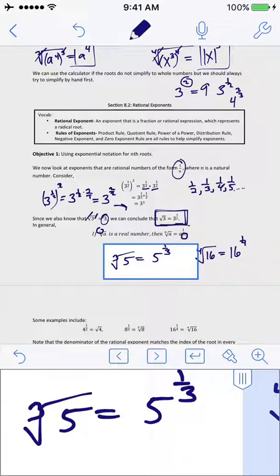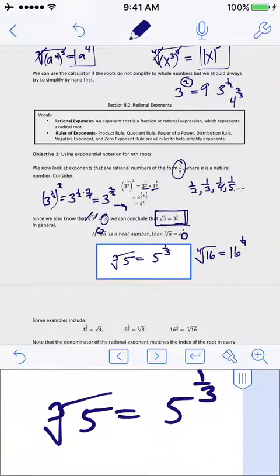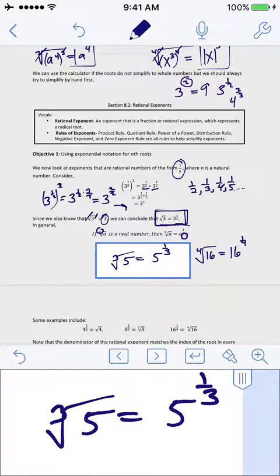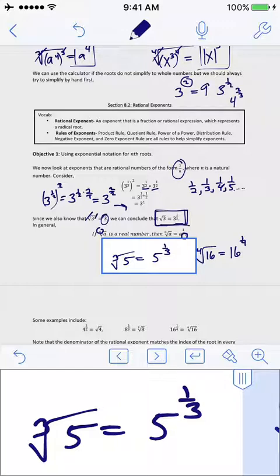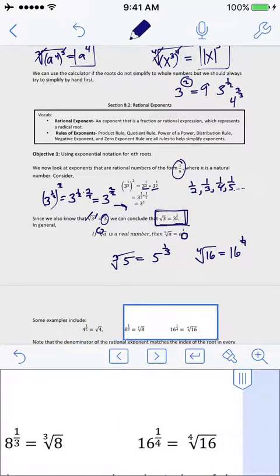Now remember, it's not the same thing as cubed. We don't want to say it's the same thing as 5 cubed, because it's definitely not. The cubed root of 5 is going to be way smaller than 5 cubed, which is 125. Let's take a peek real fast: the cubed root of 5 is about 1.7, so it's definitely not the same thing as 125. So it's to the 1/3. Alrighty, here's some more examples for you down here.